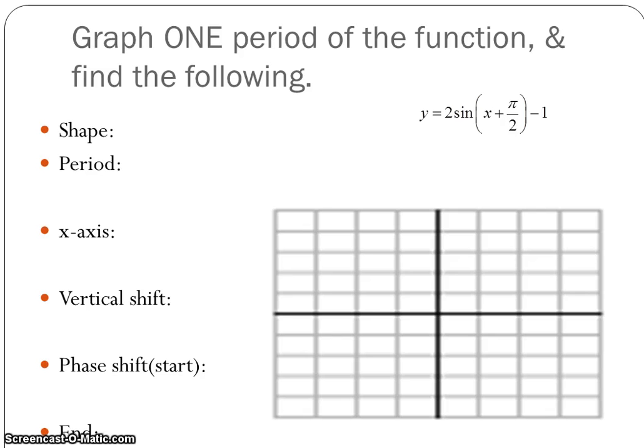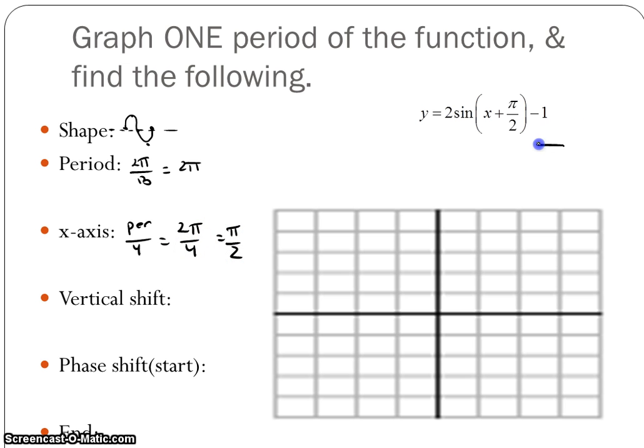So in the first example, we want to know the shape. Well, it's a sine function. I know a sine function starts on the midline, it goes to its max, midline, min, and then back to the midline. So this is the general shape of the sine function. The period is 2 pi over b. My b is 1, so the period is going to be 2 pi. My x-axis is always going to be period over 4. So in this case, it's 2 pi over 4, or pi over 2.